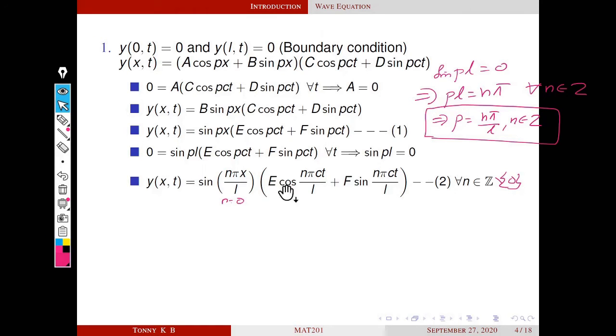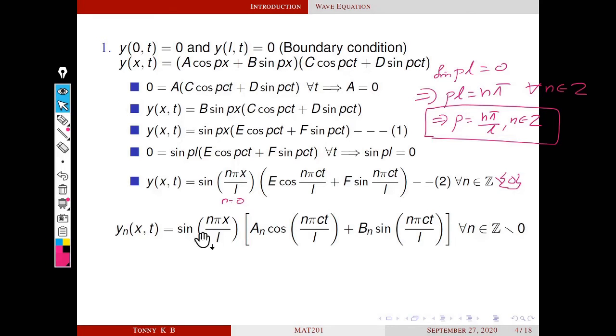Also, these arbitrary constants are different for each n. We rewrite equation number 2 as y_n(x,t) = sin(n pi x by L) into this, so this arbitrary constant depends on n. So replacing e by a_n and f by b_n, we get y_n(x,t) = sin(n pi x by L) (a_n cos(n pi ct by L) + b_n sin(n pi ct by L)), for all n belongs to Z minus 0.